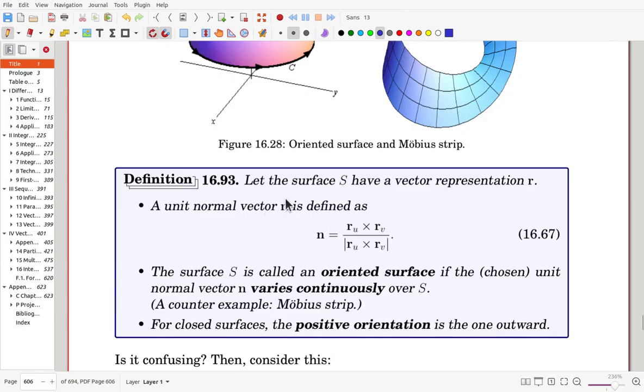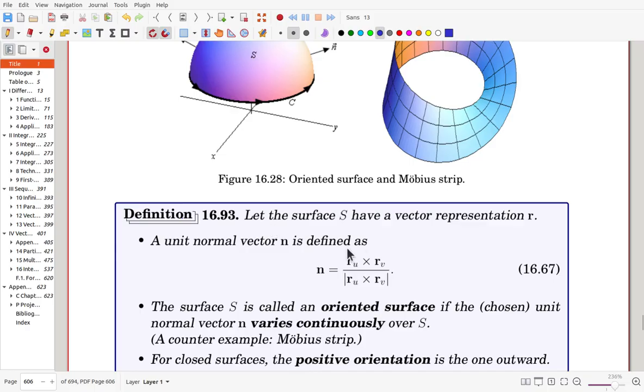S has a vector representation R. Then the unit normal vector n is defined as R sub u cross R sub v divided by its length. The surface S is called an oriented surface if the unit normal vector varies continuously over the surface.